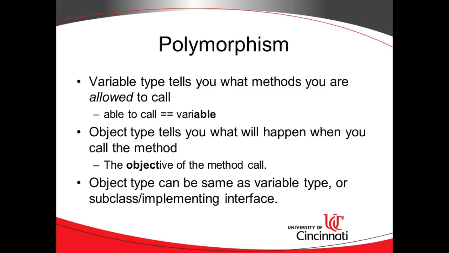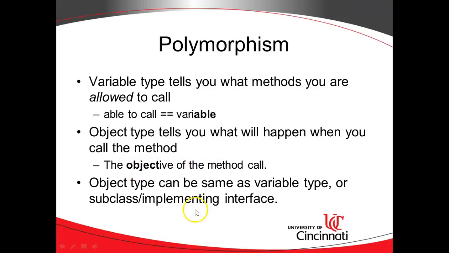If you get the question, what is polymorphism? The best way to define it is with one line. And I've broken that one line into two different bullet points here. A variable type tells you what methods you are allowed to call, and an object type tells you what will happen when you call that method. If you want to remember this, an easy way is variable type tells you what methods you are able to call. Able, very able. Object type tells you what happens when you call the method. What is the objective of that method call?